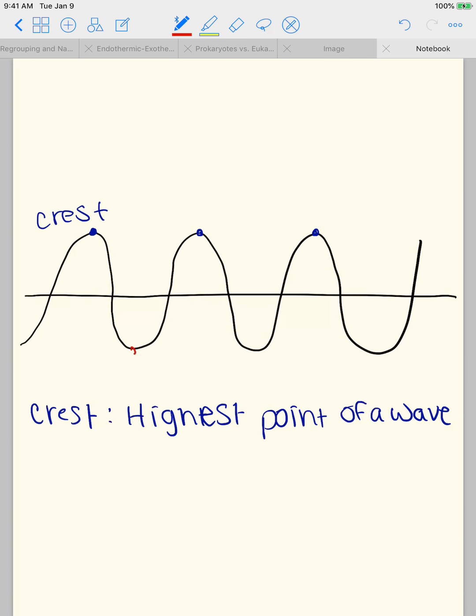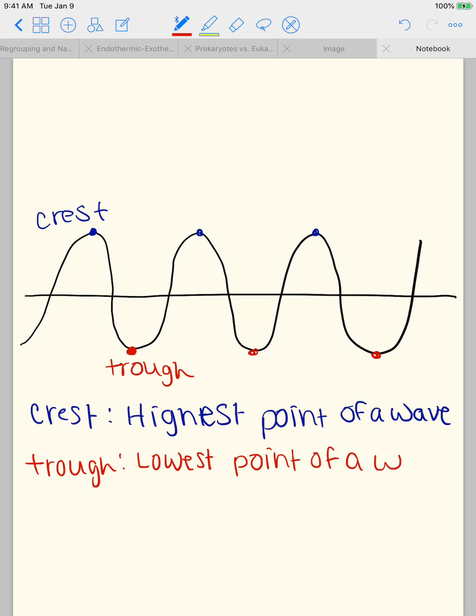Next you have your trough. Your trough is the lowest point on the wave. So your trough could be labeled here, here, and also here. So trough is the lowest point of a wave.